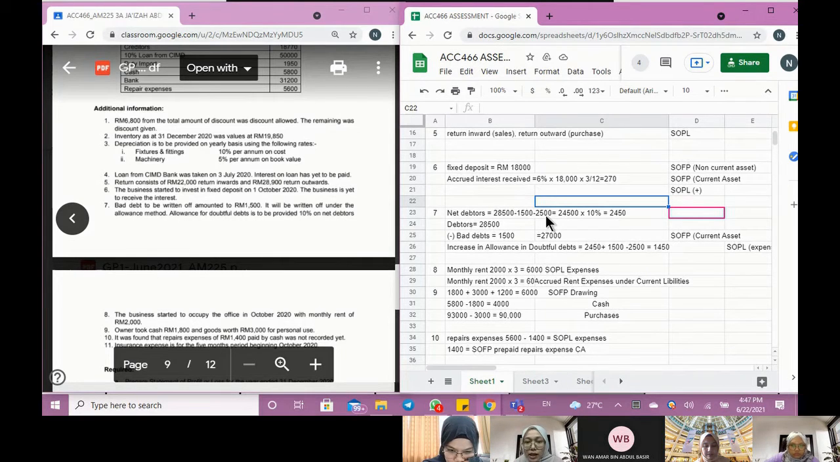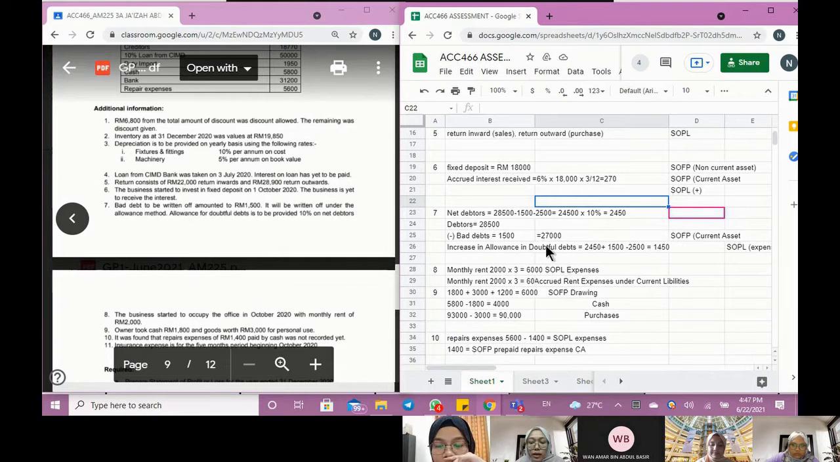So hence it is 28,500 minus 1,500 and minus 2,500, and then we will get 24,500. The amount we need to multiply by 10%, since the doubtful debt is to be provided at 10% on net debtors. So after we get that amount, we can find the amount for increase or decrease in allowance for doubtful debts.